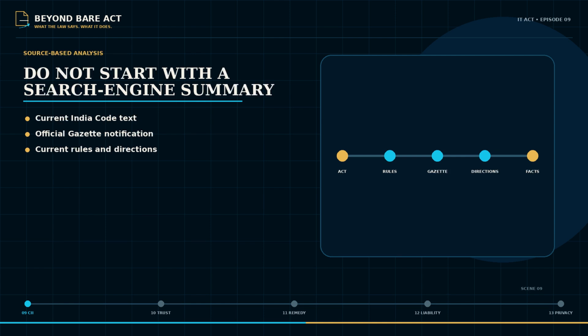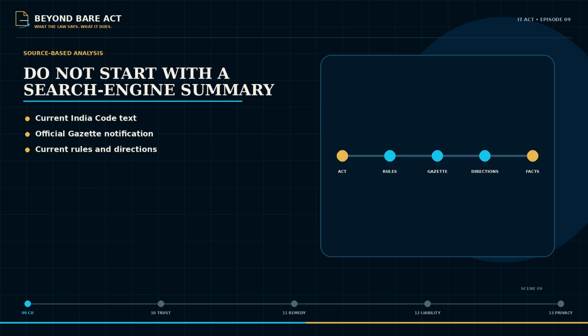A protected system conclusion should be reproducible. Another careful reader should be able to follow your sources and reach the same classification or identify exactly where the disagreement lies. Start with the current Information Technology Act on India Code. Read sections 70, 70A, and where incident response is relevant, 70B. Then locate the subordinate rules.